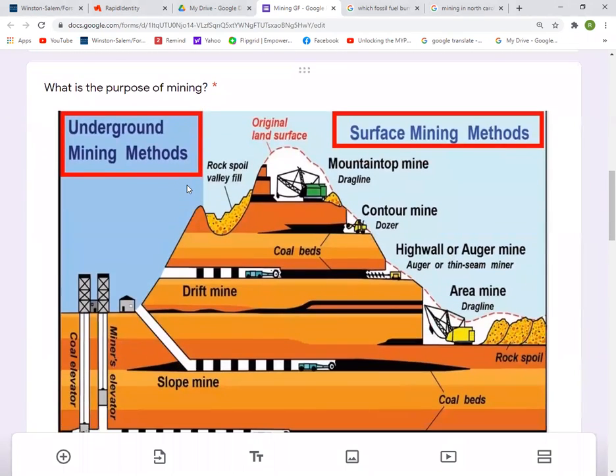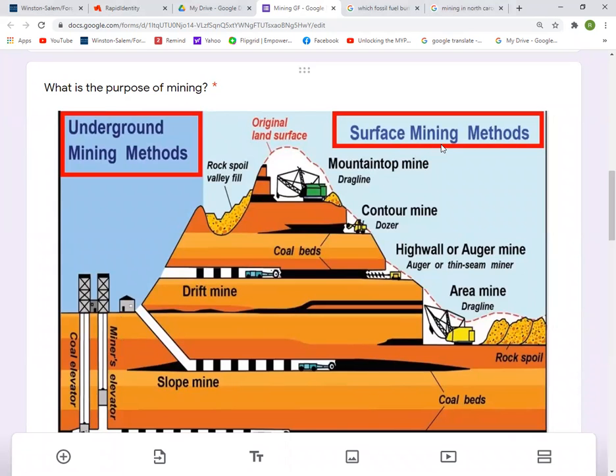Now, there are two types of mining. We have the underground mining methods, which make use of shafts, and we have the surface mining methods, which remove all the underlying rocks in order to expose the minerals. So the examples of underground mining methods include the slope mine, the drift mine, and any other tunnel type of mining.